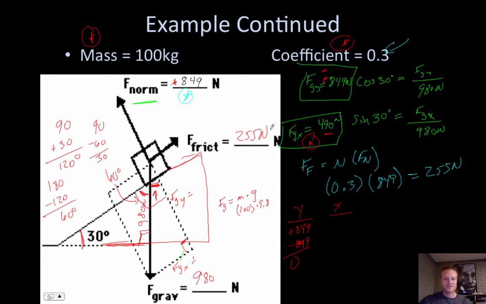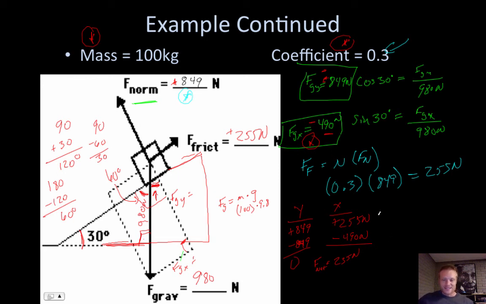How about the x direction? Well, the force of friction I'll call positive because it's going to the right. So it's positive 255 newtons. And now, is there any other force in the x direction? There is. It's this 490 newtons, which I'm going to call negative because it's moving to the left. Negative 490 newtons. If you take the difference between those two numbers, I get a net force of 235 newtons. So I'm going to call it F net equals 235 newtons.